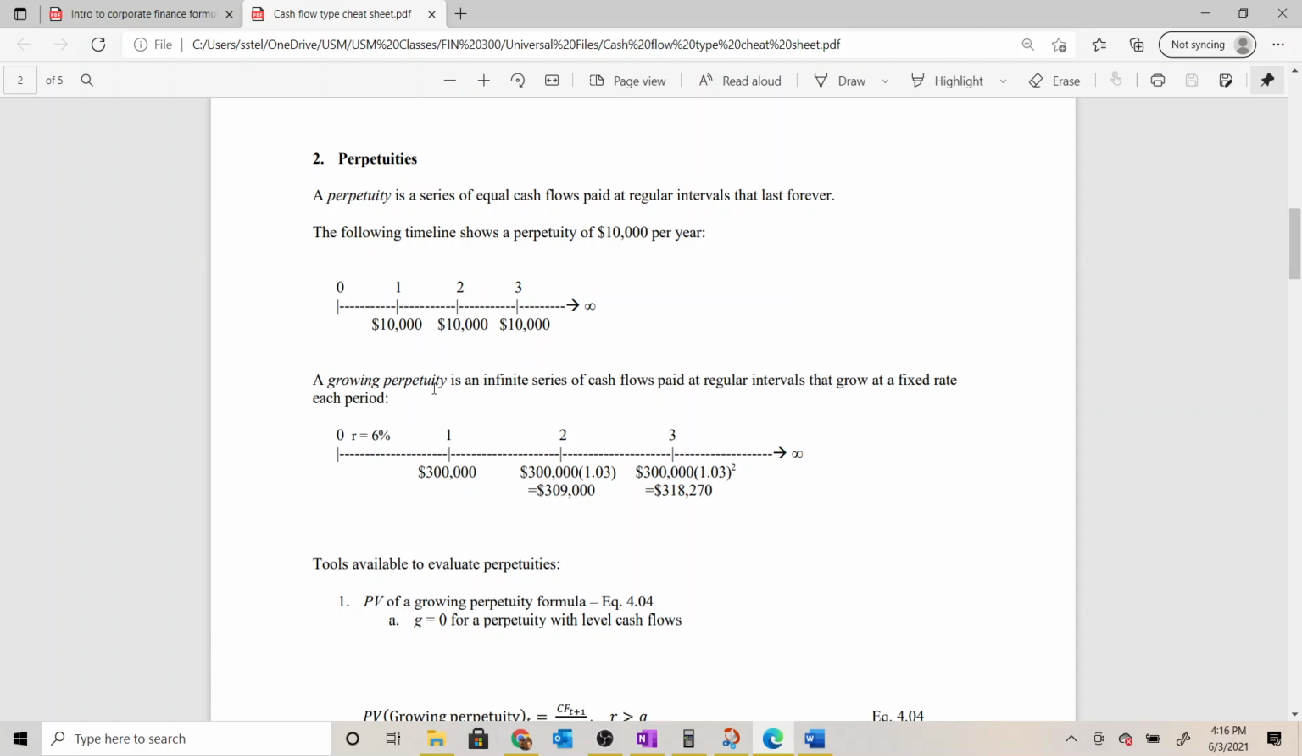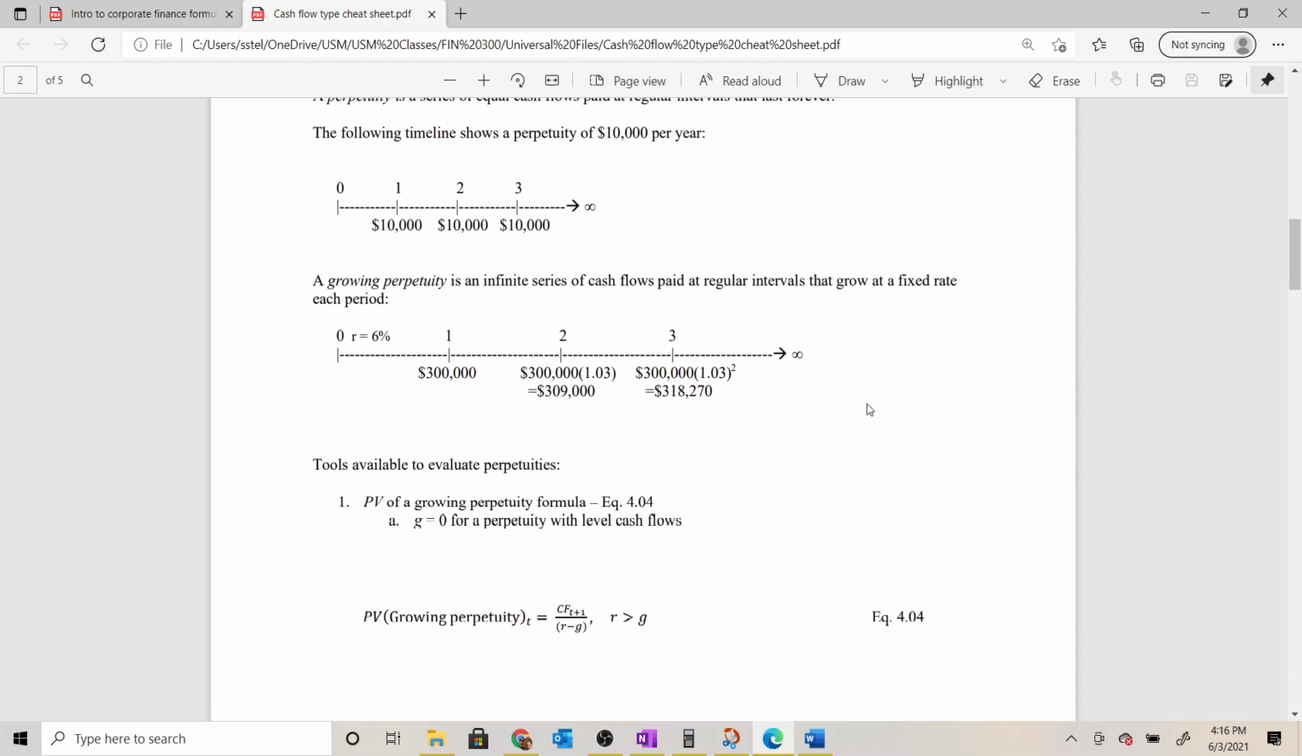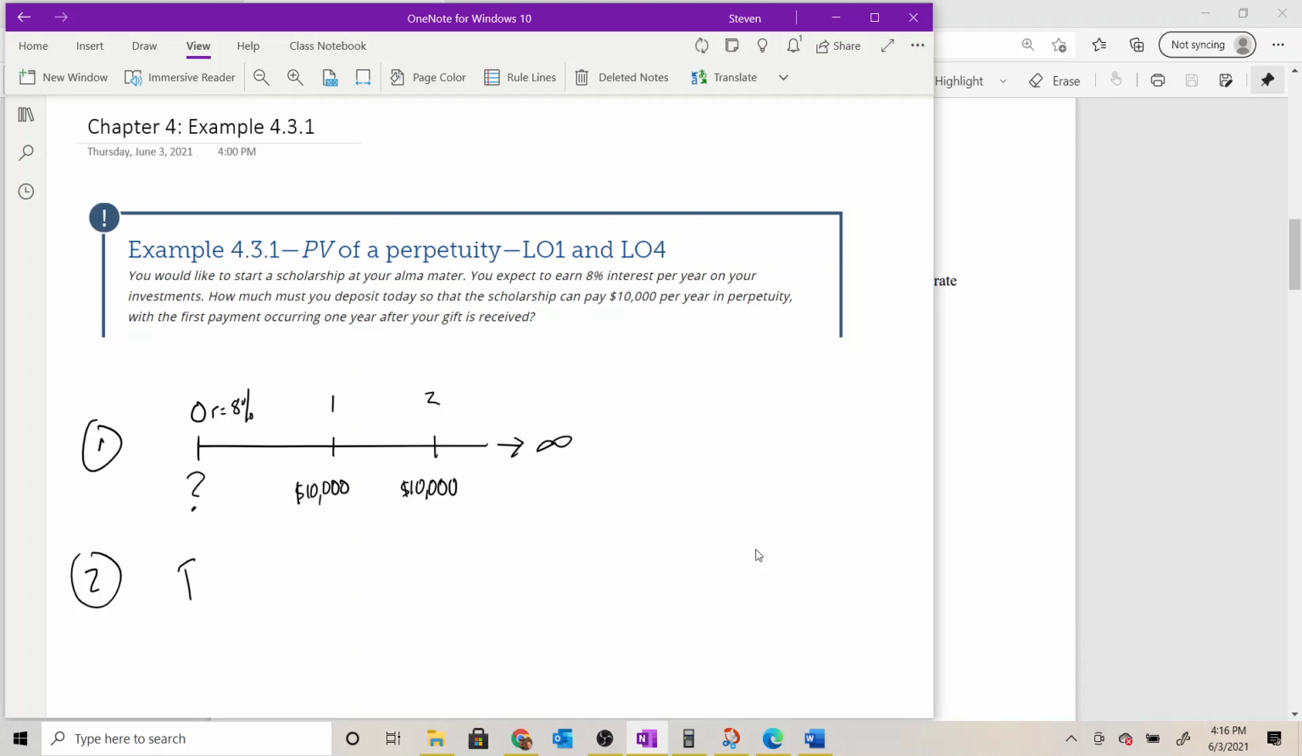It is not a growing perpetuity, because a growing perpetuity would have cash flows either growing at a set rate or shrinking at a set rate forever, but there would be a set growth rate in between the cash flows. And that's not what we have with this example. We've got the same cash flow over and over again. So it's just a perpetuity. All right, so let's go ahead and label that. We know we're looking at a perpetuity.